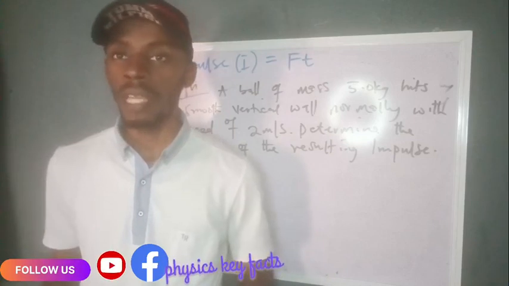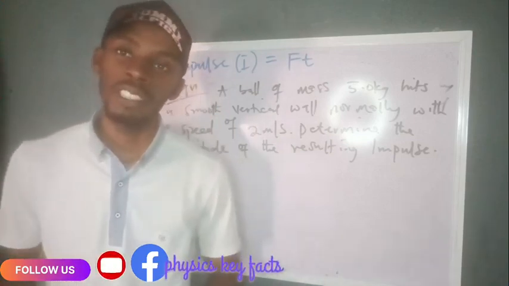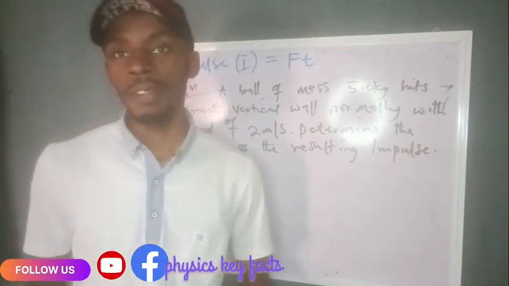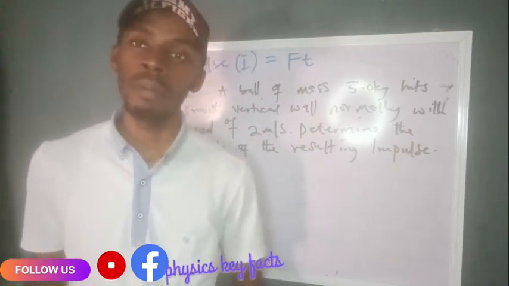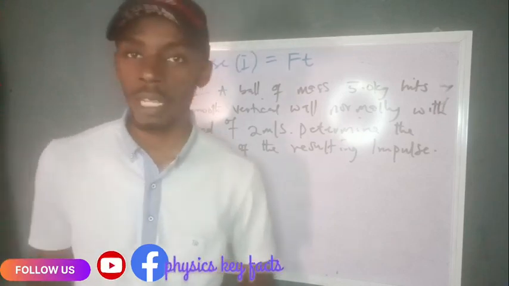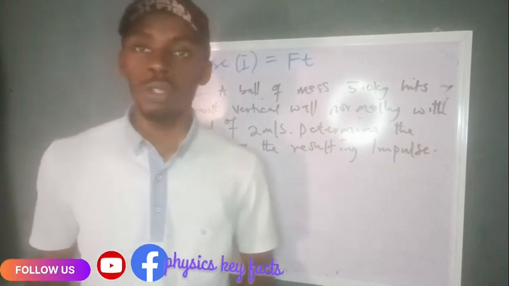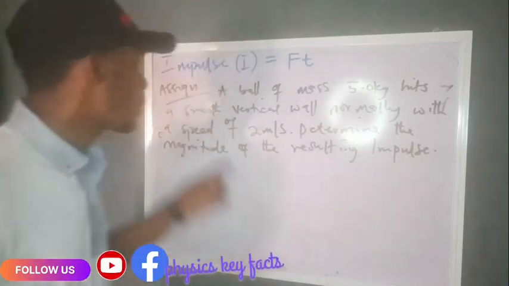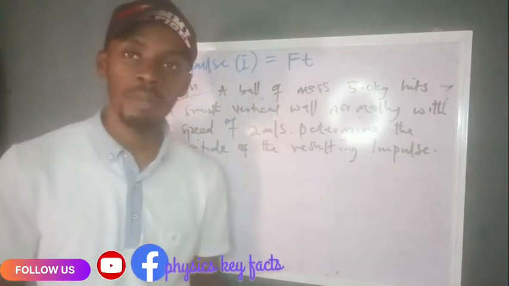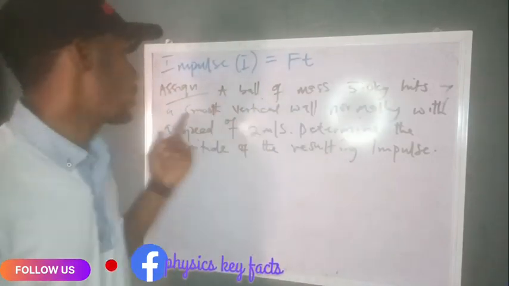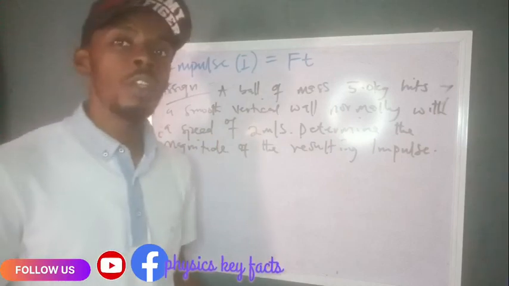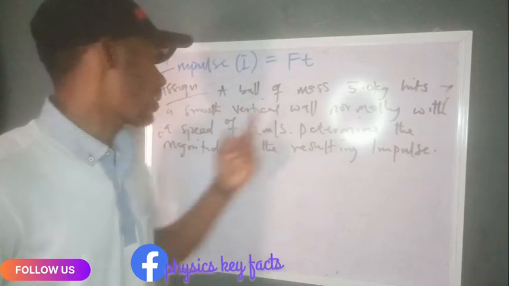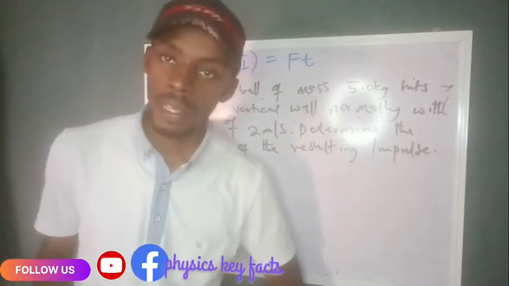But before we dive into that, I dropped an assignment with us in our last video on impulse. I don't know how many of us looked into that problem, but I would like us to solve it together before we dive into Newton's first and second law of motion. The problem says that a ball of mass 5.0 kilogram hits a smooth vertical wall normally with a speed of 2 meters per second. Determine the magnitude of the resulting impulse.